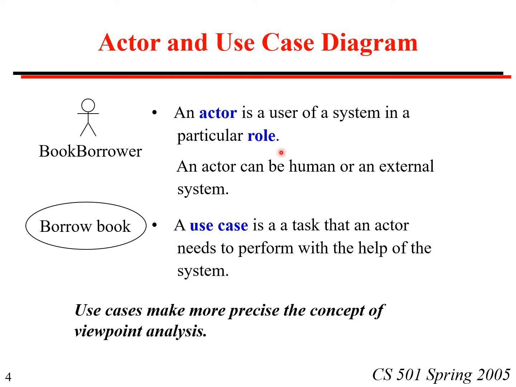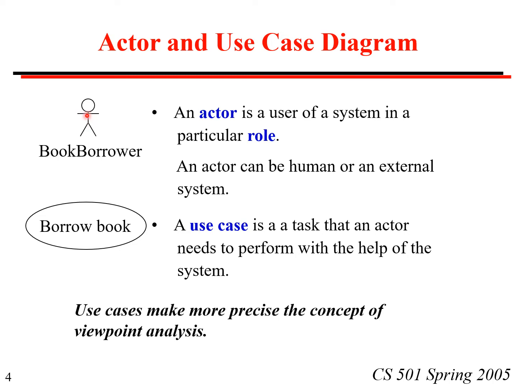That means this particular user is going to play some role. Now, not necessarily should this be a living entity. It can be a human or it can be an external system. It can be a simple entity. So this is just a representation of the user of your system.